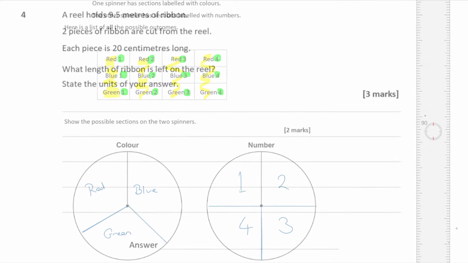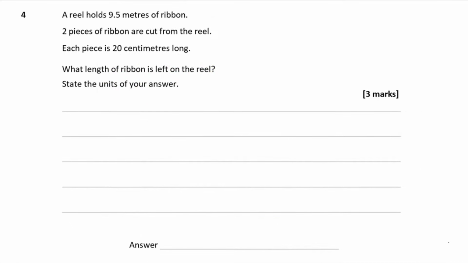Okay. Question 4. A reel holds 9.5 meters of ribbon. 2 pieces of ribbon are cut from the reel. Each piece is 20 centimeters long. What length of the ribbon is left on the reel? State the units of your answer.